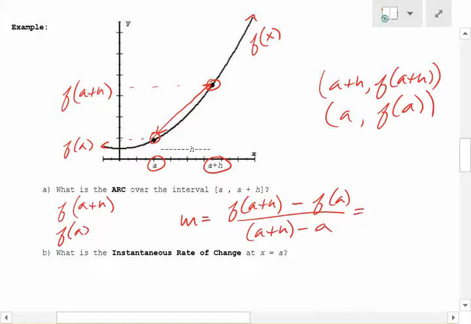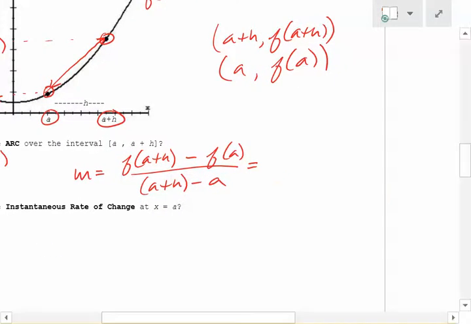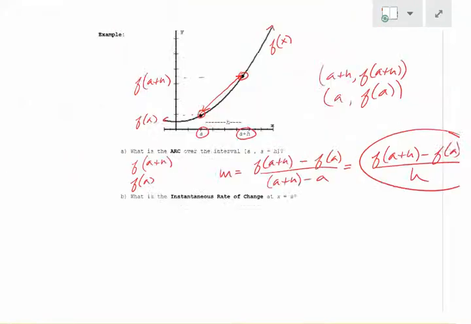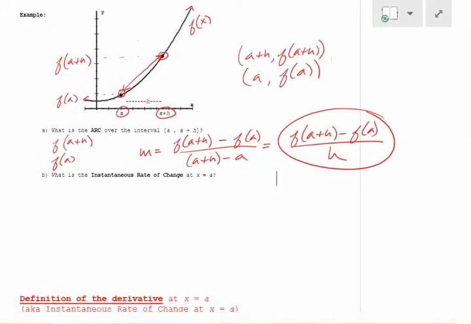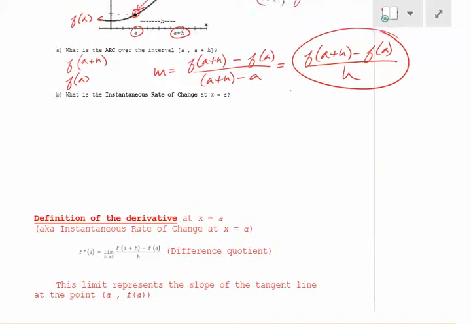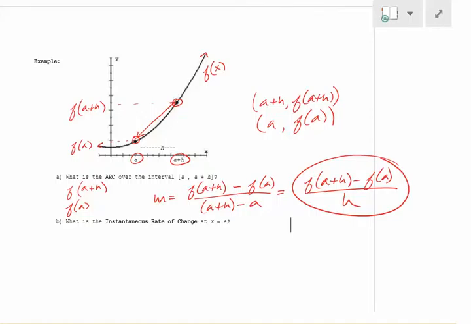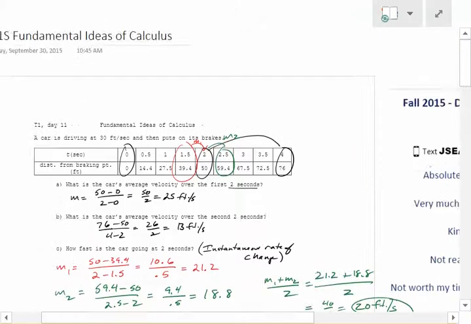Does that simplify it all? Yes. So m is equal to, what cancels there? The a on the bottom. So you have f of a plus h minus f of a all over h. So that right there is the average rate of change between those 2 points. Let's go back to this table though.